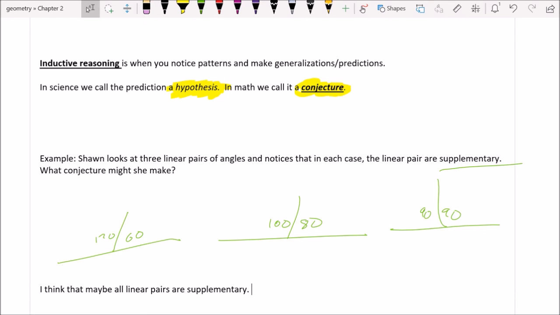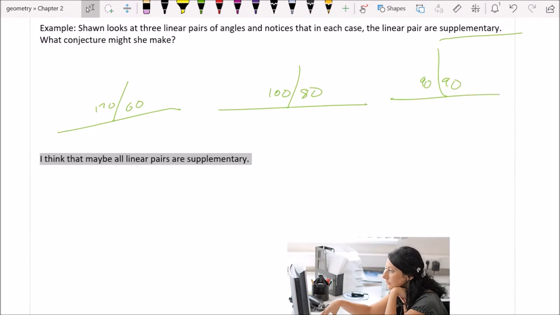Now, do we know if that's true? Not necessarily. Just because she made a conjecture doesn't mean it's true. Guys, it works the same way in science. Just because you make a hypothesis doesn't mean it's true. But you make a hypothesis, it's like your guess of what you think is going to happen. And then you test to find out. So that's what Sean would do here. Sean would then potentially go look at some more pairs or try to write a proof and find out for sure if that's true. We're not writing proofs or testing these today, but I do want you to know what a conjecture is and how to look at a pattern and say, my conjecture is I think that maybe all linear pairs are supplementary. And then later we'll talk about how to know if it's true or not.